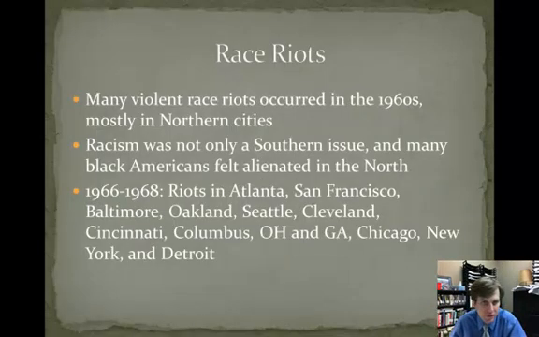Now, race riots. Many violent race riots occurred in the 1960s, but a lot of these were in northern cities. People don't realize that. But racism was not just a southern issue. Many black Americans felt alienated in the North. We talked about that in Presentation 3.